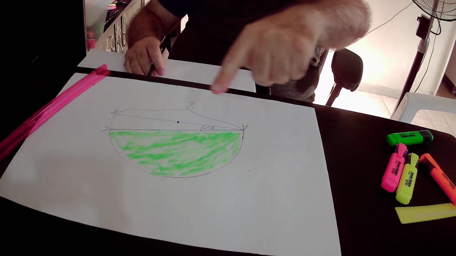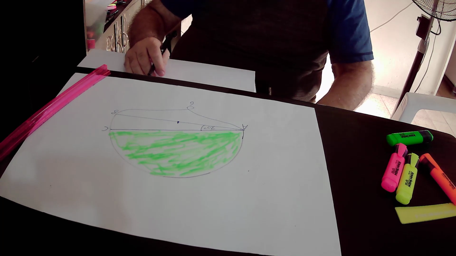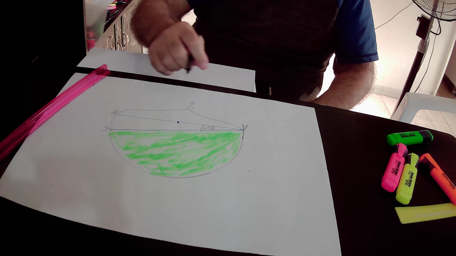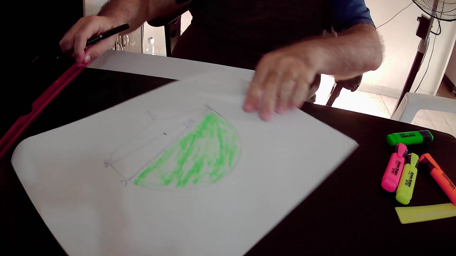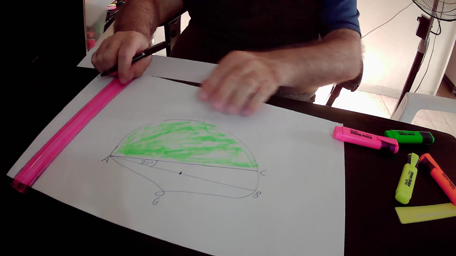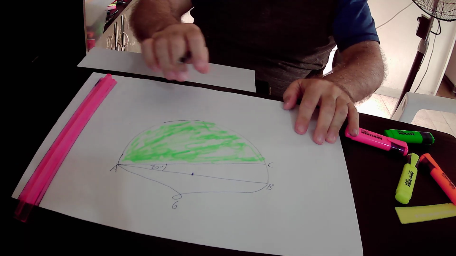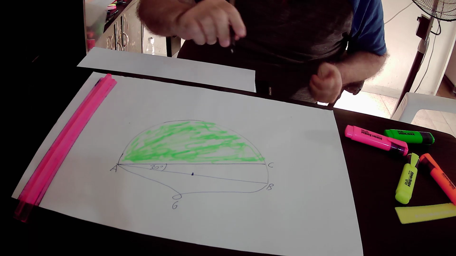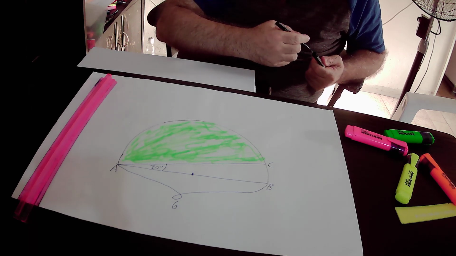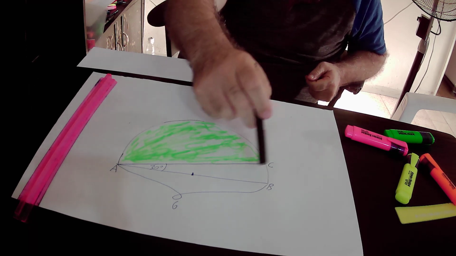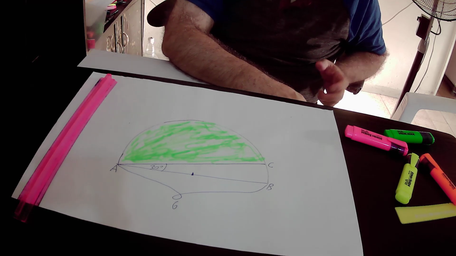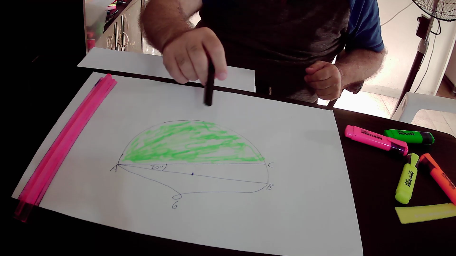In the drawing, we have a semicircle. We know that AB, that is the diameter of this semicircle, equals 6 units in its length. We also know that this angle BAC equals 30 degrees in its size. And our mission is to find out the area of the green shape.